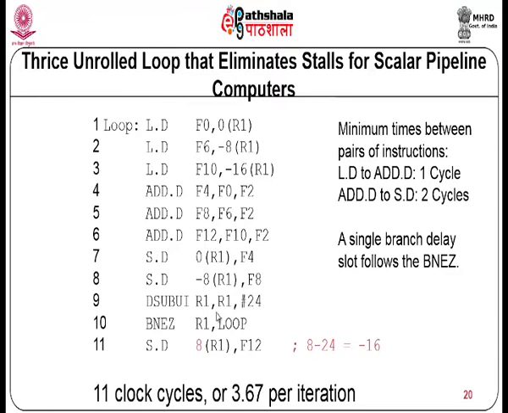So, this slide shows you a loop that has been unrolled 3 times, and we have assumed that there is a latency of 1 clock cycle between the load and the add, and there are 2 clock cycles latency between the add and the dependent store, and there is a single branch delay slot for the branch instruction. And for this loop, we have assumed that it will take 11 clock cycles to execute depending upon the schedule that has been shown here, or about 3.67 clock cycles per iteration.